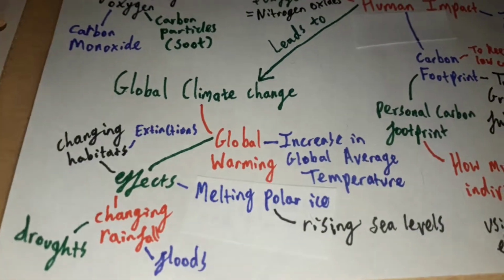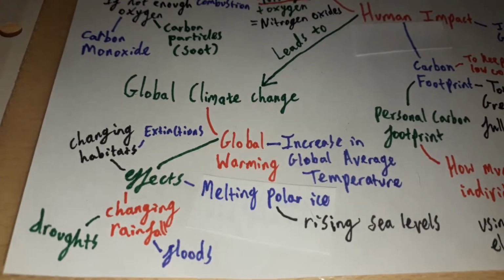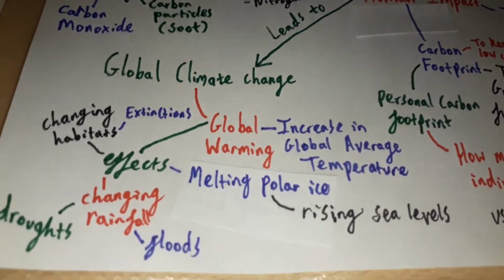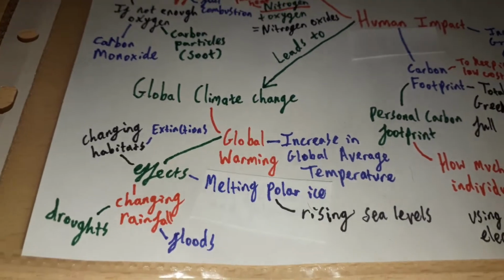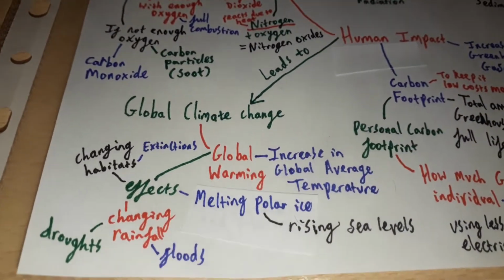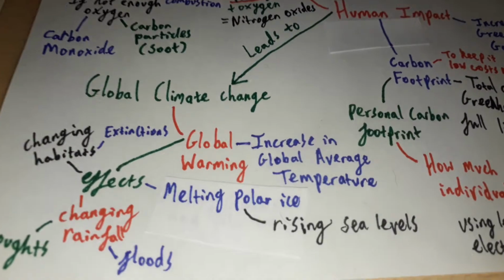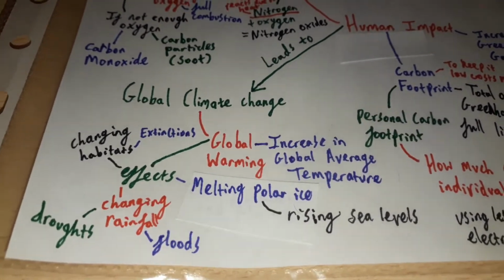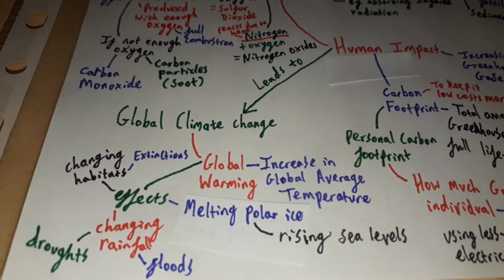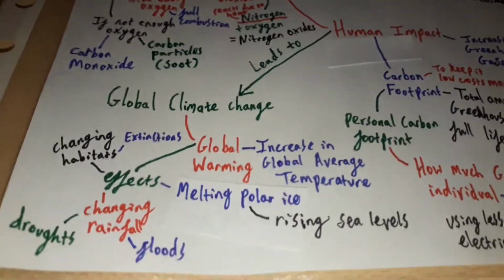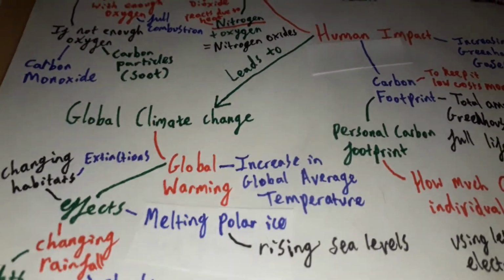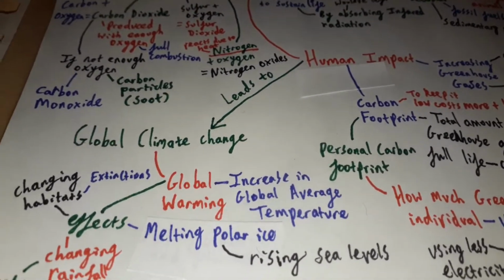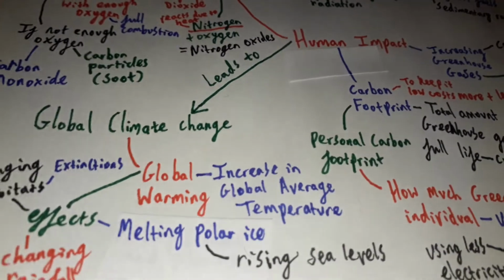The effects of global warming include changing habitats, which can lead to extinctions, as animals that were adapted to live there no longer are. Changing rainfall, which can lead to droughts and floods because there's not as much rain there as there used to be, or there's way too much. So it kind of messes with that whole system, the rain cycle. And also melting polar ice, and this leads to rising sea levels, and it's mainly in the Arctic.